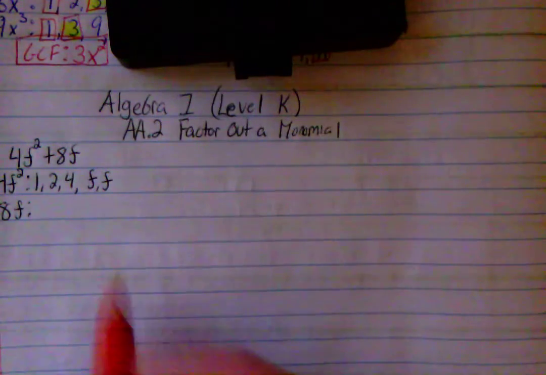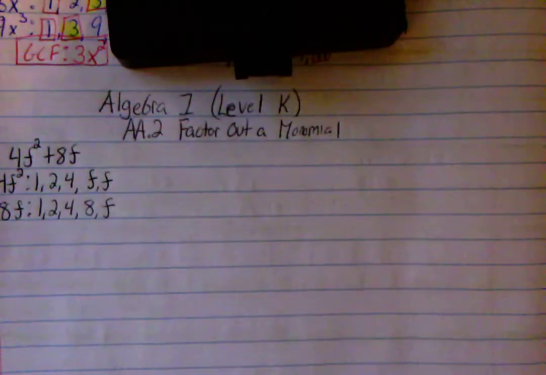So here's 4f squared, here is 8f. I know the factors of 4 are 1, 2, and 4, and the factors of f squared are f and f, because f times f is f squared. The factors of 8 are 1, 2, 4, 8, and f. I like to put a box around what they have in common. They have a 1 in common, they have a 2 in common, they have a 4 in common, and they have a single f in common.